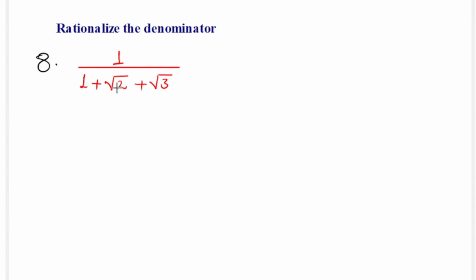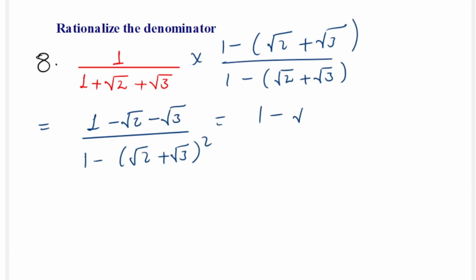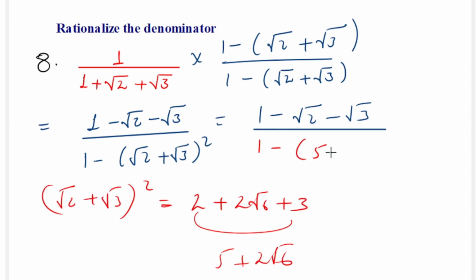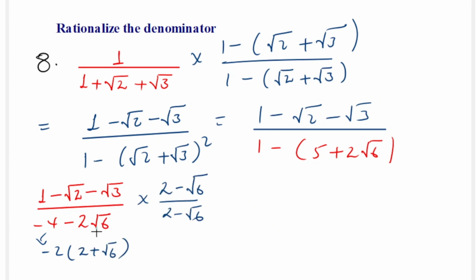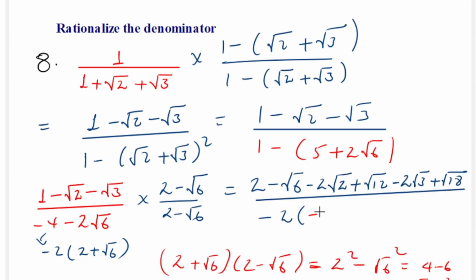8. 1 over 1 plus radical 2 plus radical 3. Multiply both numerator and denominator by 1 minus radical 2 plus radical 3. So this is 1 minus radical 2 minus radical 3 over 1 minus 5 plus 2 radical 6. 1 minus 5 is minus 4, minus 2 radical 6. Take negative 2 as common. To eliminate this radical from the denominator, multiply both numerator and denominator by 2 minus radical 6. So insert here negative 2. So negative 2 times negative 2 is positive 4.